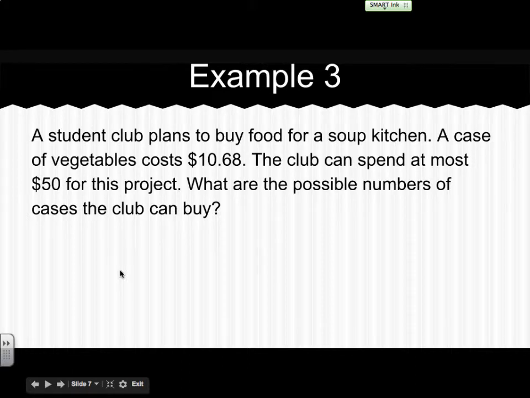Okay, it says a student club plans to buy food for a soup kitchen. A case of vegetables costs $10.68. The club can spend at most $50 for this project. What are the possible numbers of cases the club can buy?